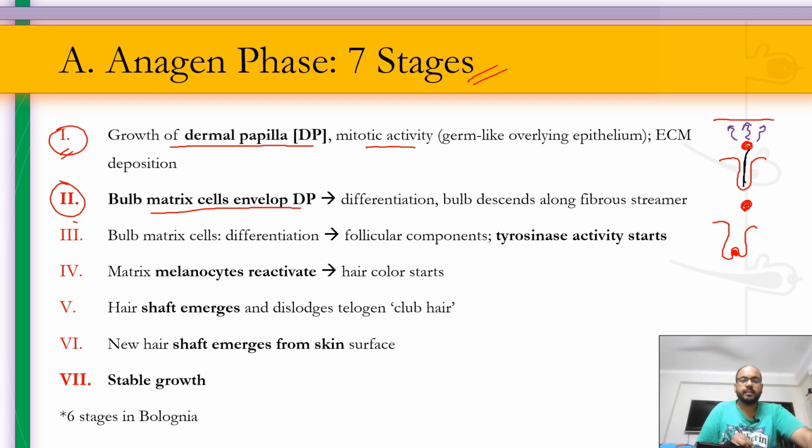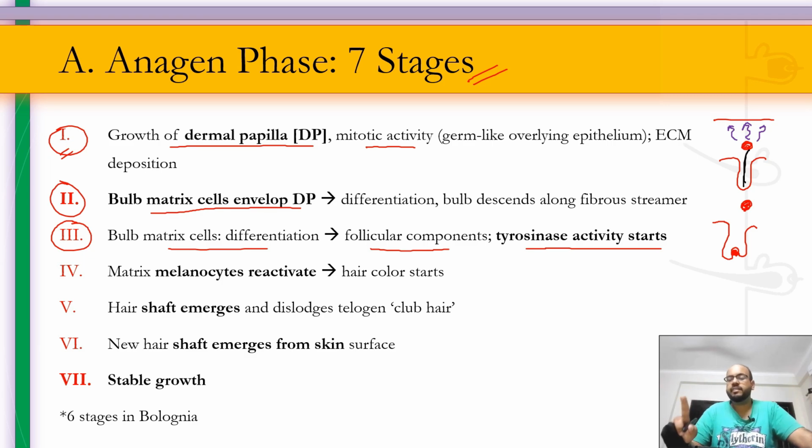In the third stage, the bulb matrix cells differentiate into individual follicular components. Tyrosinase activity starts. Now, tyrosinase activity starting means that the cells will now start forming color. They will start forming melanin. And from henceforward, melanin will keep getting deposited in the cortical keratinocytes. That means the keratinocytes in the cortex will keep receiving melanin transferred from melanocytes to the growing hair. And hair will start to get color.